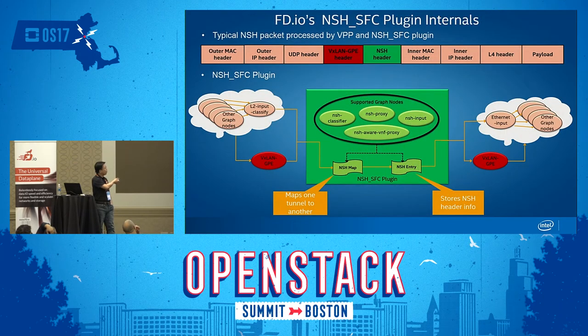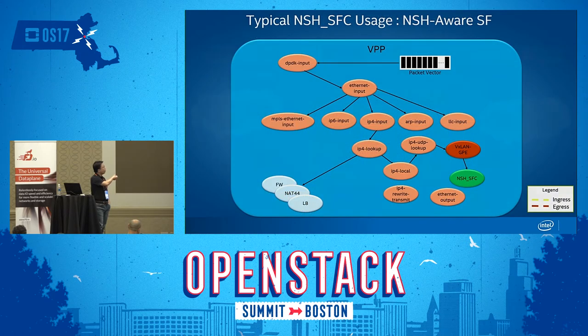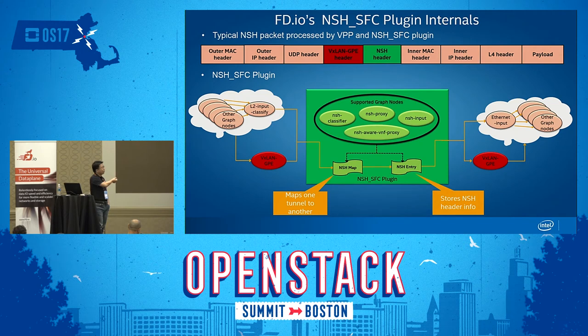If you want this NSH-SFC to act as a service function forwarder, basically the packet comes in, which is a tunneling packet based on VXLAN GPE NSH. It does the outer header processing. Then the VXLAN GPE graph node will decapsulate the packet. Then the NSH header is sent to this component to determine what the next hop will be. Once it's done, it's sent to the VXLAN GPE to do re-encapsulation and transmit to the wire. So the NSH-SFC plugin basically supports four different types of data plane component: classifier, service function forwarder, proxy, and NSH-aware VNF.